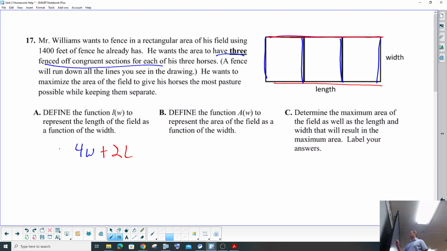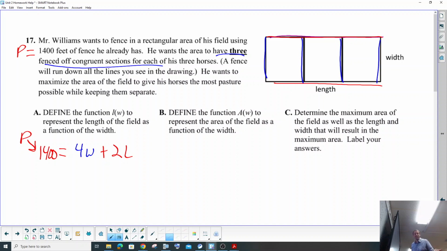Well, what's the total perimeter they give us, right? Because that's what perimeter is. So that's perimeter. And our total perimeter they give us is, he wants to fence in the rectangular area of his field using 1,400 feet of fencing. So that's 1,400 feet, right? So define the function L(W) to represent the length of the field as a function of width.